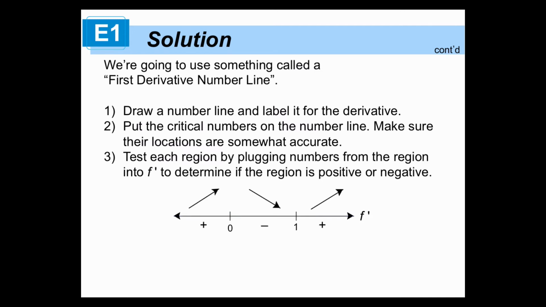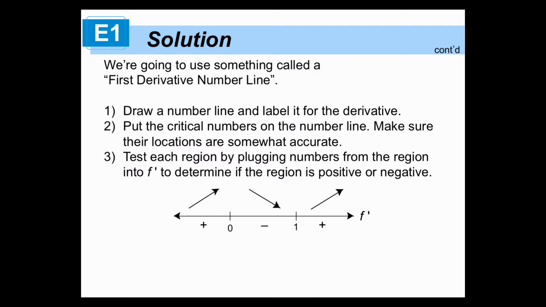When you do that, this is how you mark up your number line. Below the number line is the sign. It was positive, it was negative, and it was positive. And then those arrows up on top indicate increasing or decreasing. You don't have to show the work for the testing. I'm assuming you know how to plug numbers into a function.